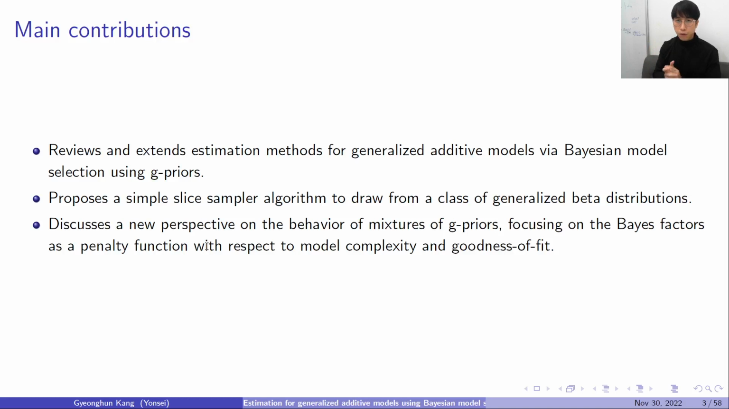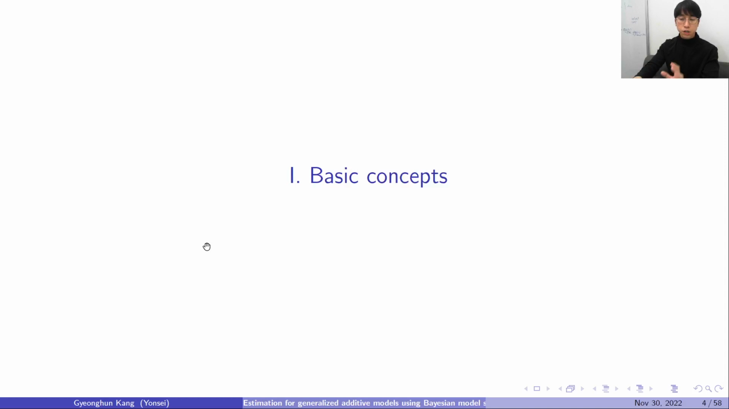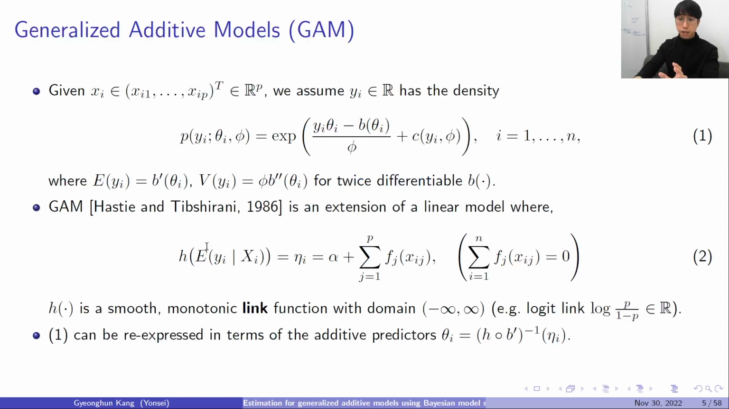And finally, we have discussed a new perspective on the behavior of mixed G-priors, with a focus on the Bayes factors as penalty functions with respect to the model complexity and goodness of fit. I'm going to explain this more in detail later. But first, let's talk about some of the basic concepts here.